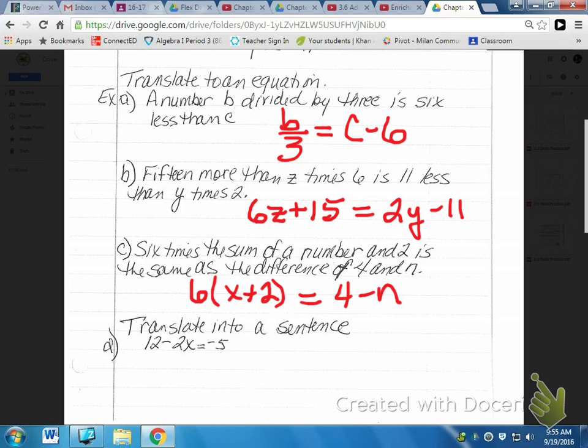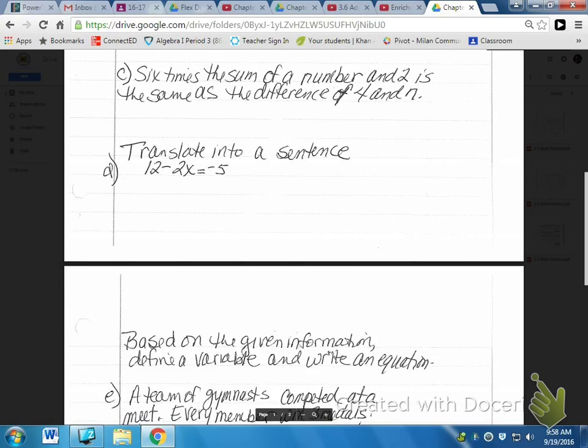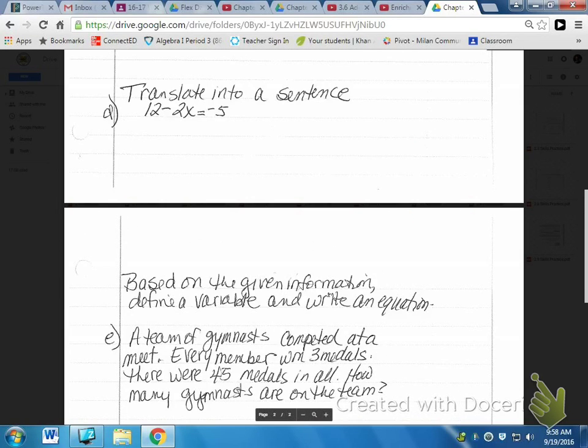All right, I'm going to go ahead and scroll down here just a little bit more. The next one says we need to translate that into a sentence. So we need to write the words for 12 minus 2x equals negative 5. And just like we did with phrases, I honestly would use as simple vocabulary as you can get so you do not make an accidental mistake. So, Megan, what do you think?